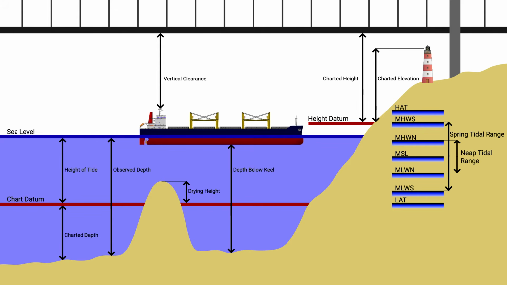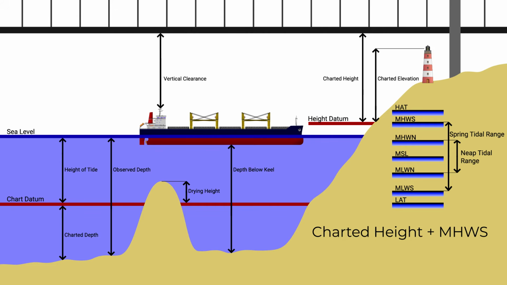You're going to have to get everything back to the original chart datum. So for the height of the bridge above chart datum, you want the charted height plus the difference between the two datums. So in my case, I need the height of mean high water springs, and I'm going to need to consult tidal information to find that out. Adding those two together will give me the total height of the bridge above chart datum.